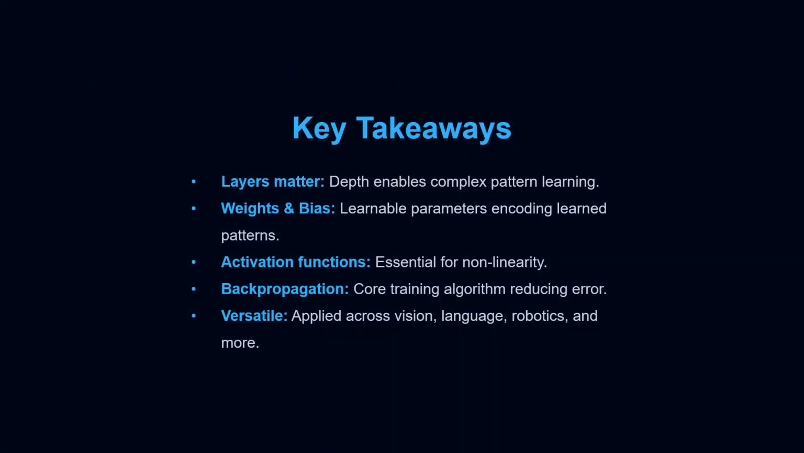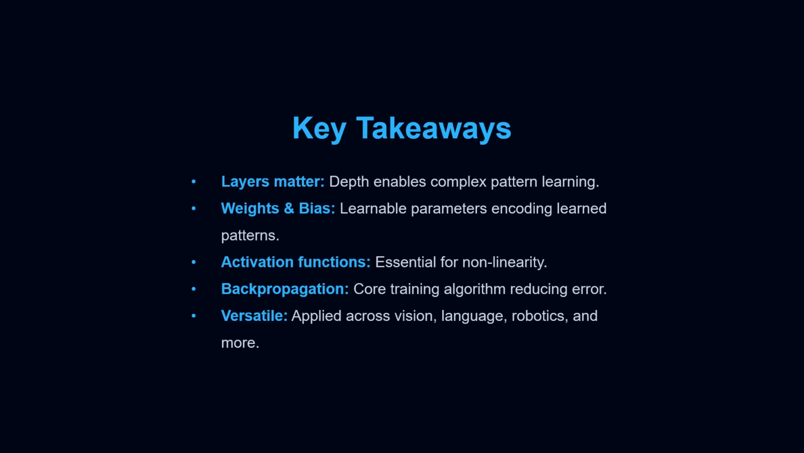5 key concepts to remember. First, layers matter. Input, hidden, output. Greater depth allows more complex pattern learning. Second, weights and bias. Learnable parameters updated during training. They encode learned patterns. Third, activation functions, essential for nonlinearity. Without them, complex learning is impossible.